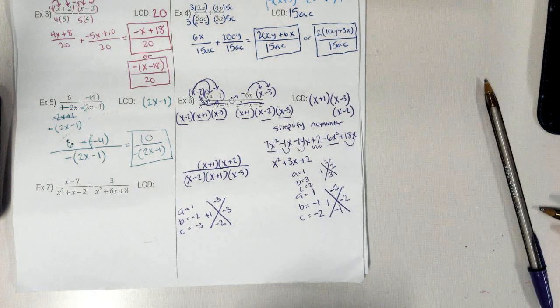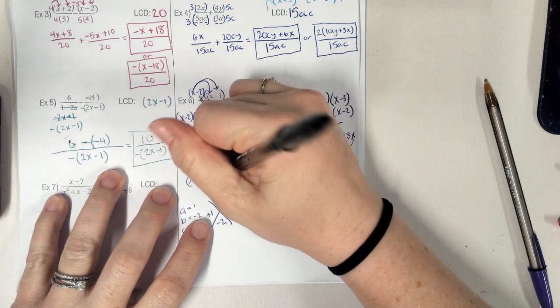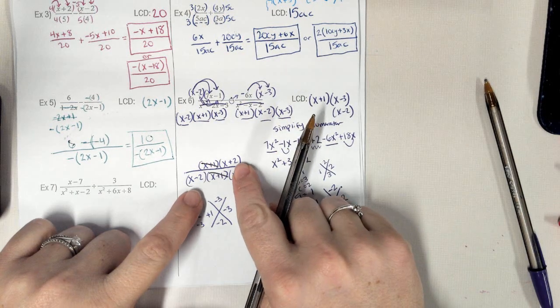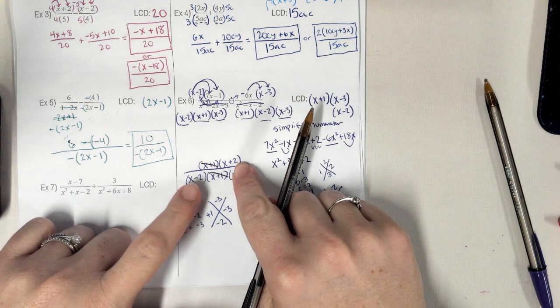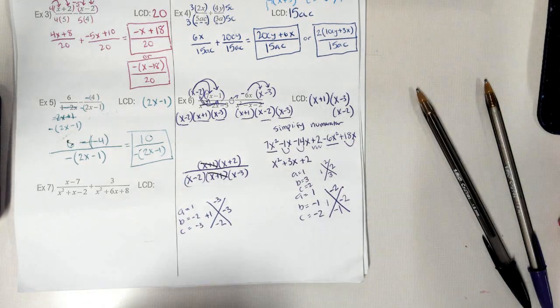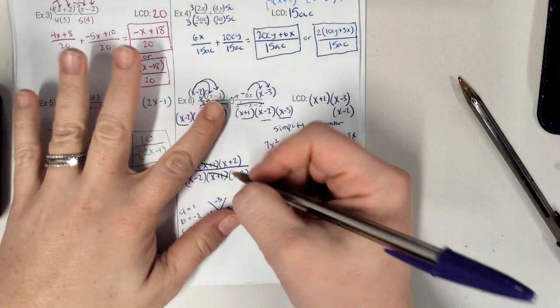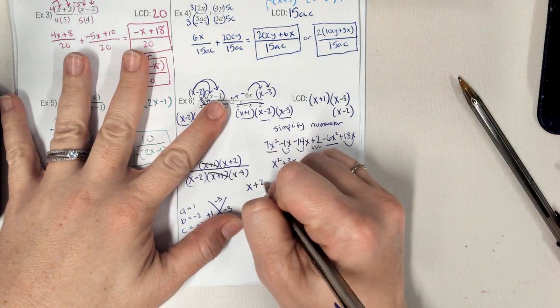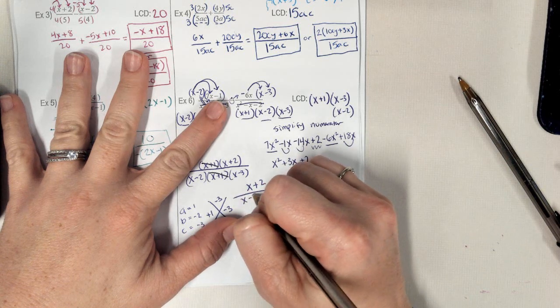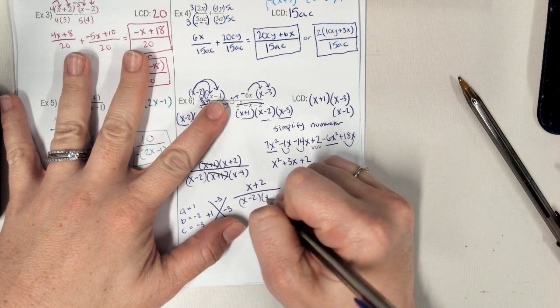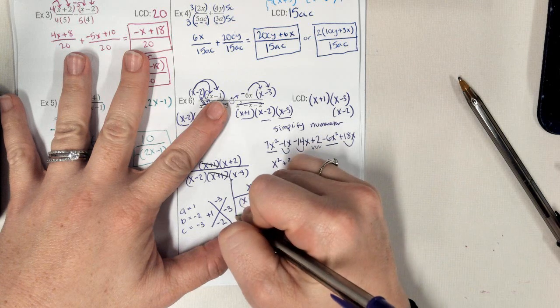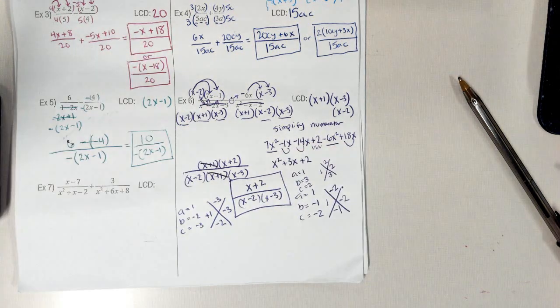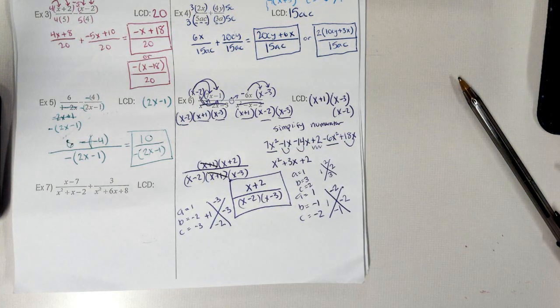So does it simplify? Yes. What cancels? The x plus 1s. Now, what about the x plus 2? It stays because this is x minus 2. They do not match all the way. So you can't do that. So this becomes x plus 2 over x minus 2, x minus 3. So I know that was a lot, but that's your answer. The next one's not as bad, I promise.